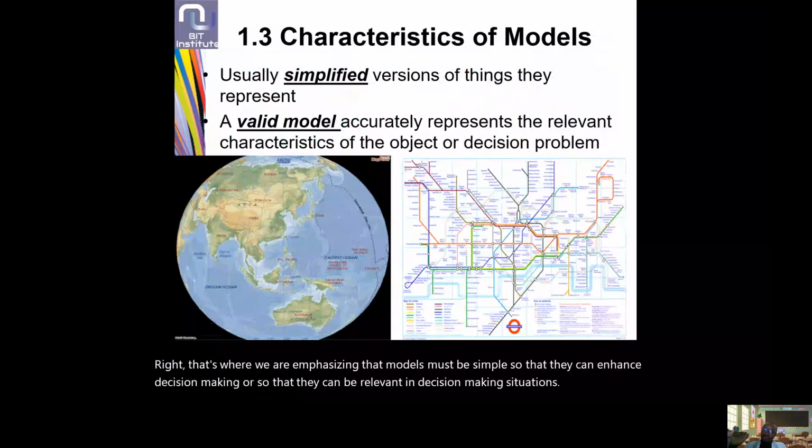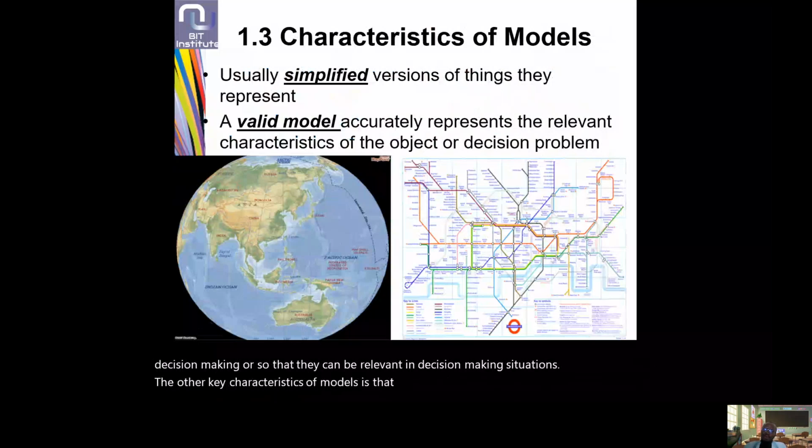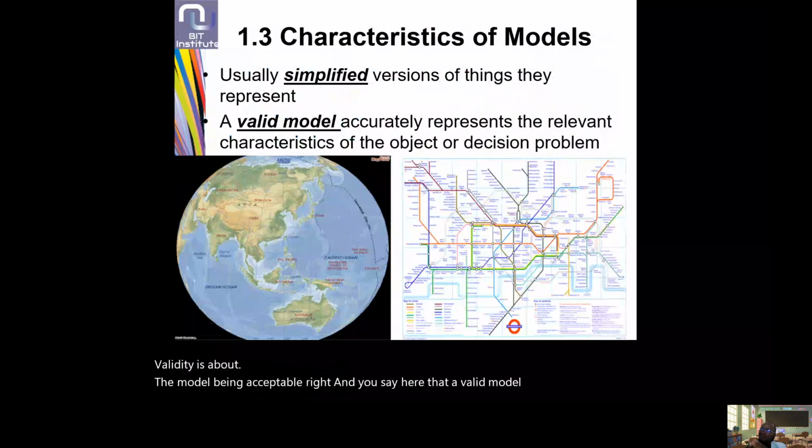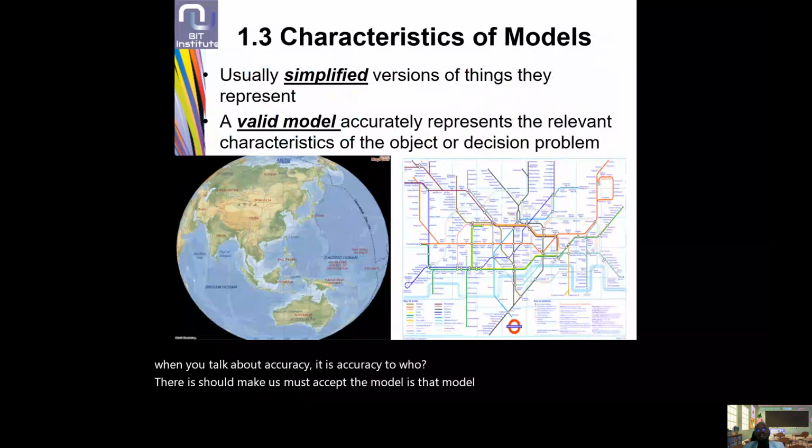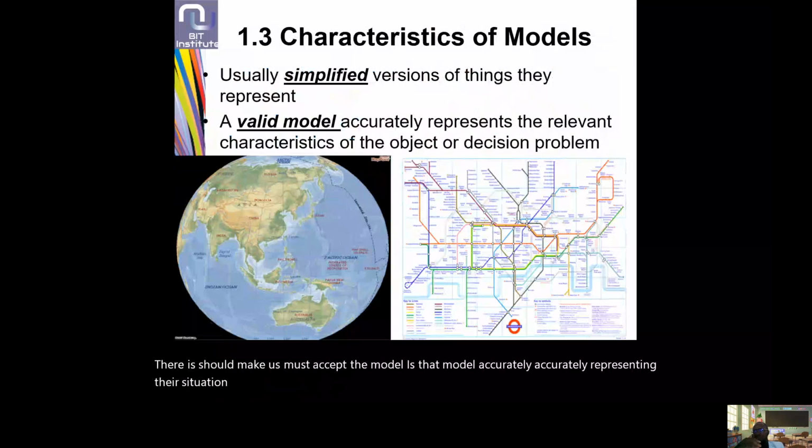The other key characteristic of models is that they should be valid. When you talk about validity, validity is about the model being acceptable, right? And you say here that a valid model should accurately represent the relevant characteristics of the object or the decision problem. But when you talk about accuracy, it is accuracy to whom? The decision makers must accept the model. Is that model accurately representing their situation, right? And that's why we talk about a model needing validity. And the example we give there illustrates this point.